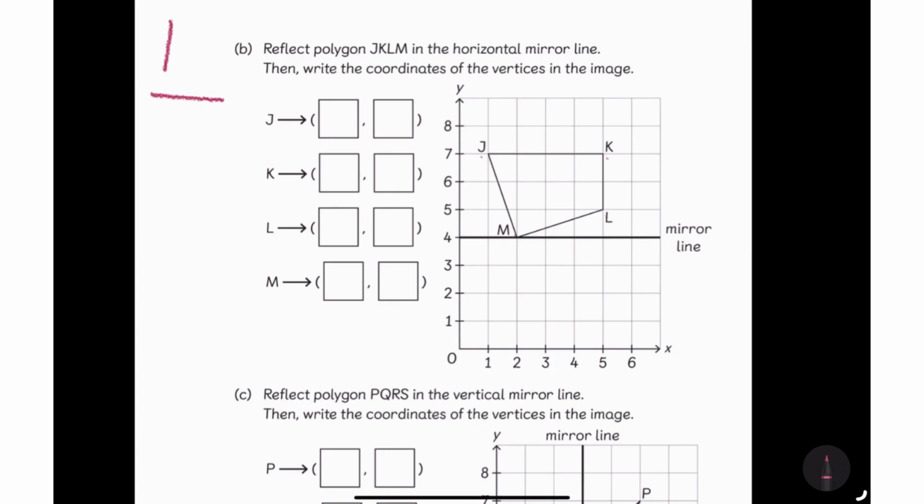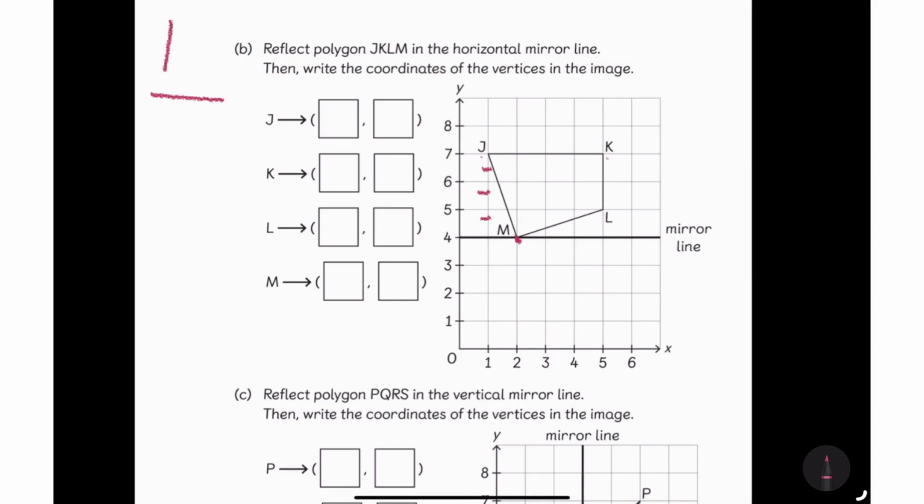So my M is right on the mirror line. So the reflection as well will also be on the mirror line. Let's go to point J. It starts from 1, 2, 3. 3 units from the mirror line.